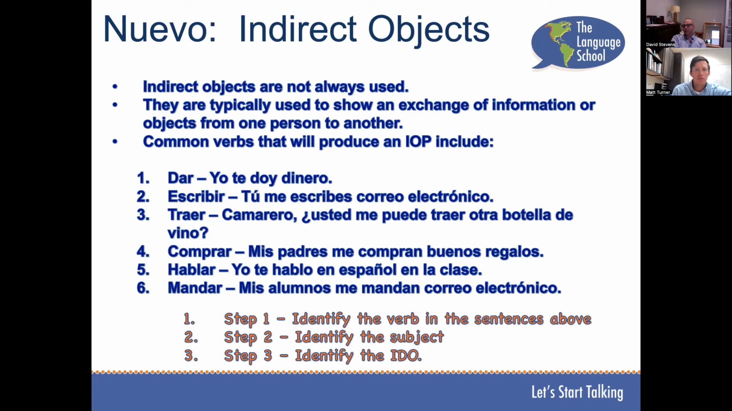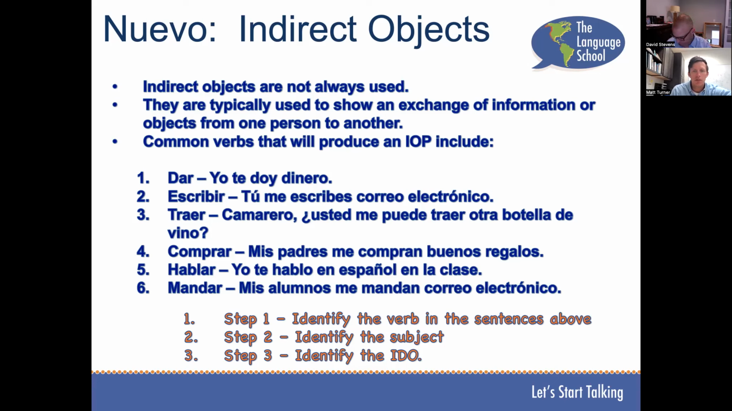Mis padres me compran buenos regalos. Compran. That's the verb. The subject would be mis padres, and the indirect would be me. Good. Number 5, it would be hablo for the verb, yo for the subject, and te or you for the indirect. Good.